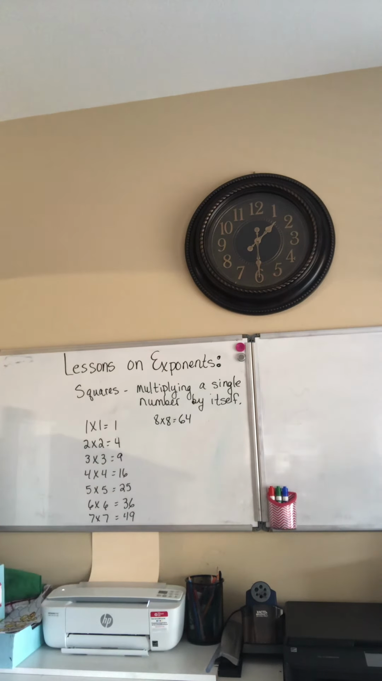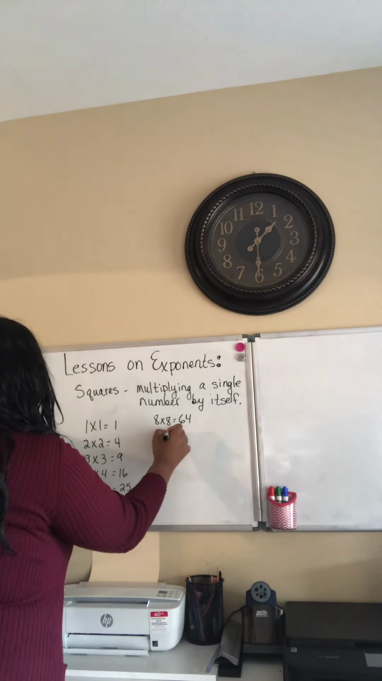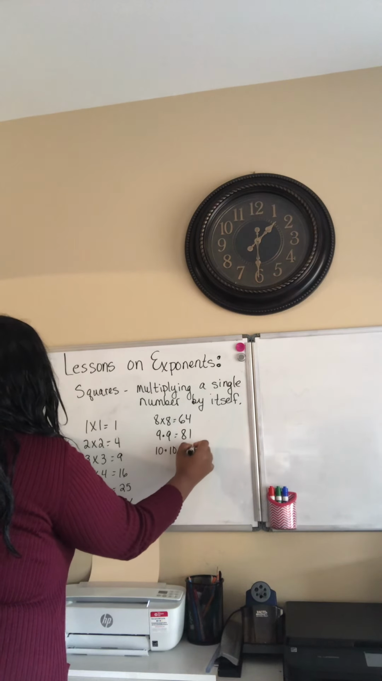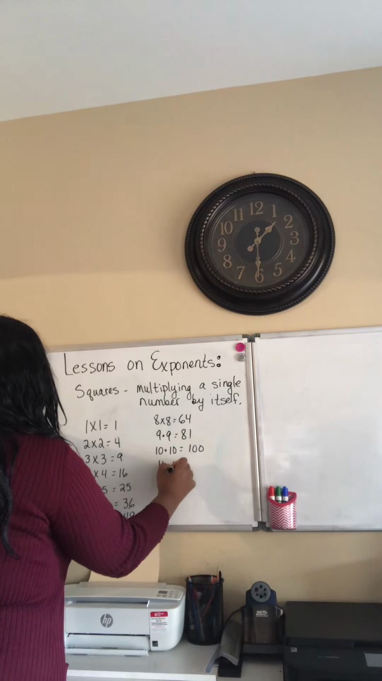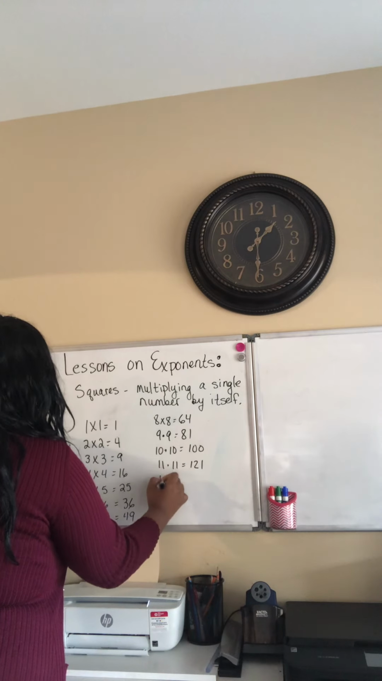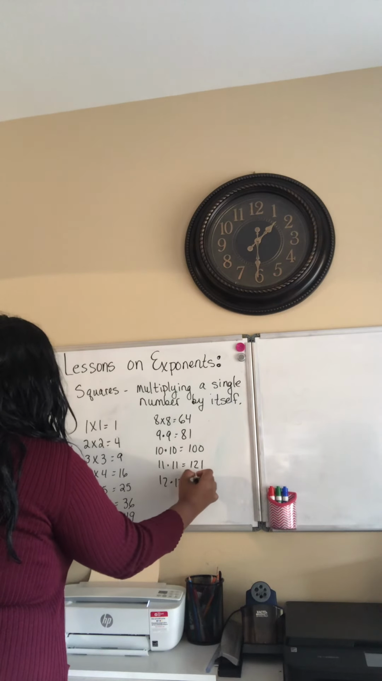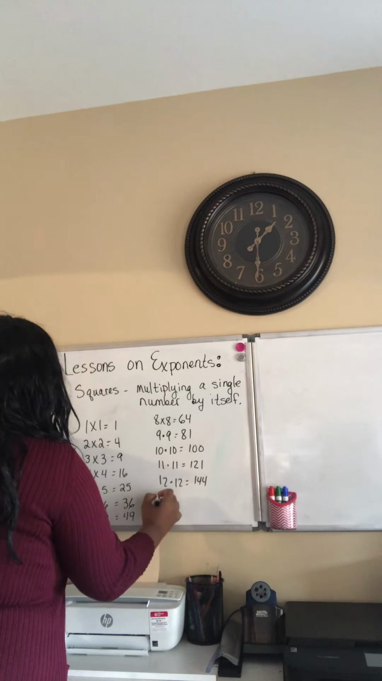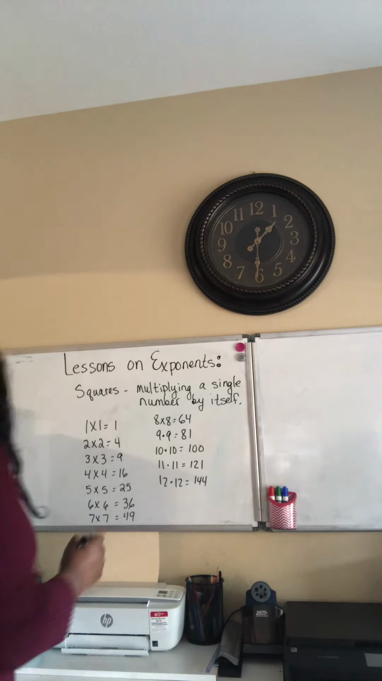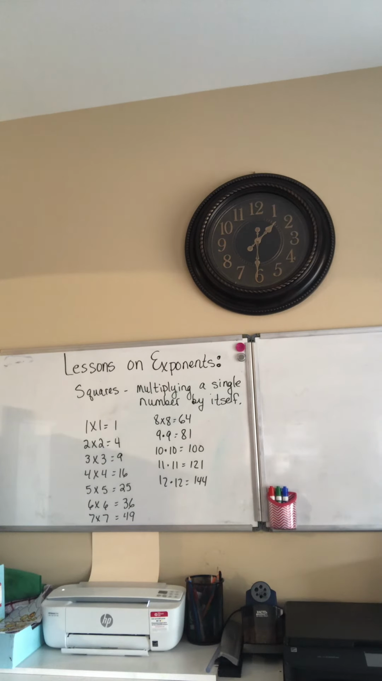Now I want to switch to a different type of notation, and it means the same thing. We will have 9 times 9, which will be 81. 10 times 10, which is 100. 11 times 11, which is 121. Then 12 times 12, which would be 144. And then let's switch notations again here. Let me get my handy dandy calculator to help make sure I don't mess any of these up.